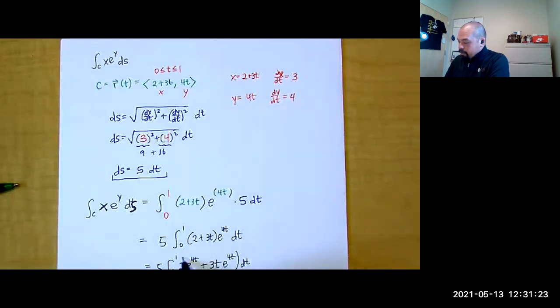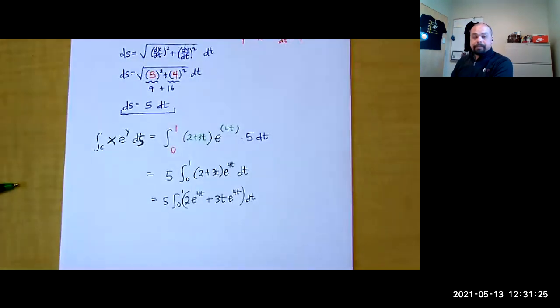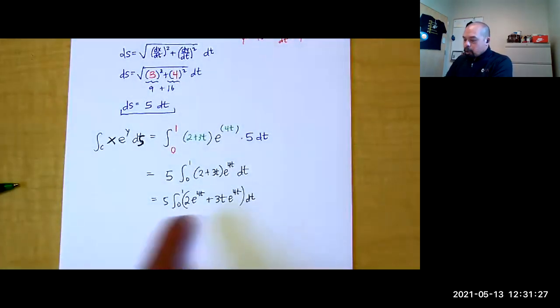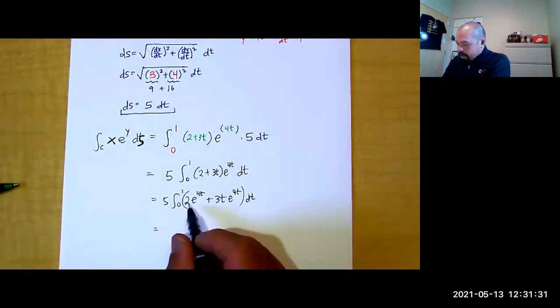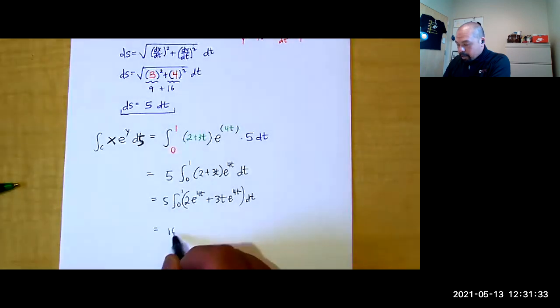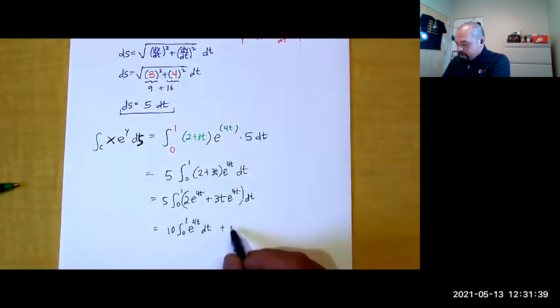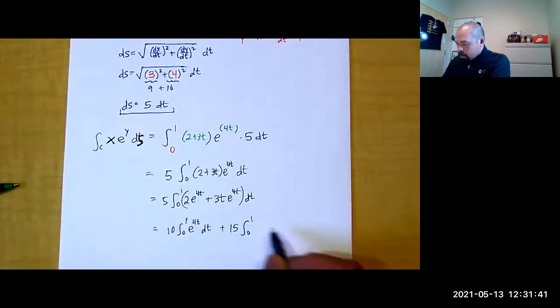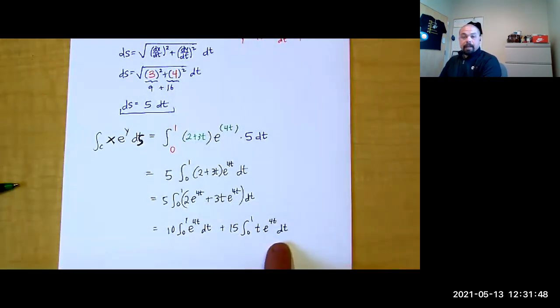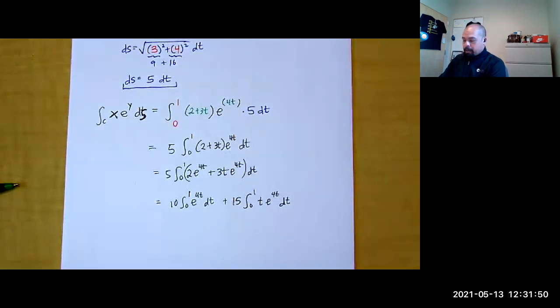All right, we're integrating those components. So as we start to work this through, even if we wish, we can separate, bring out that 2, 10, integral 0 to 1, e to the 4t dt, bring out the 3, 15, integral 0 to 1, t e to the 4t dt, separating that sum into their own individual integrals.